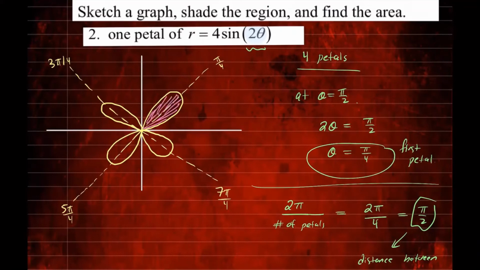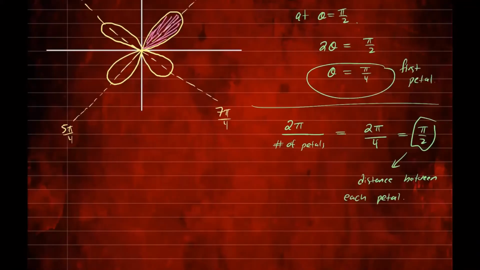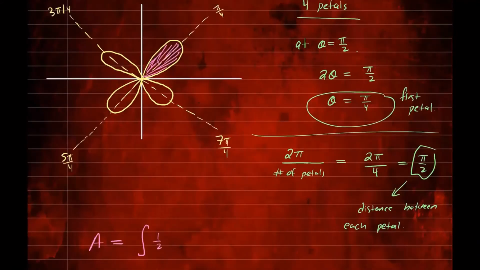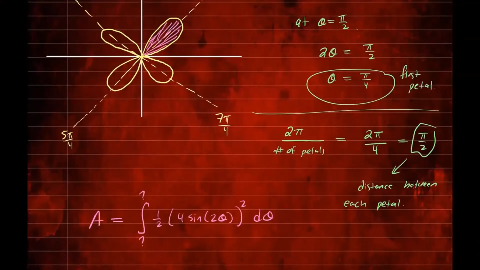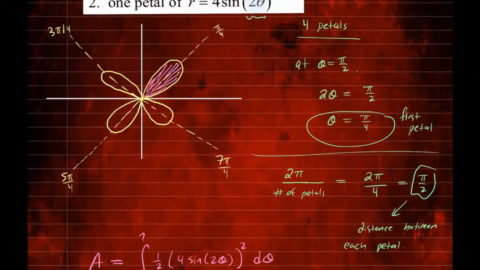Because it's easy to work with. It's in the first quadrant. So this area is going to be equal to the integral of 1/2 r squared. Well, r here is 4 sine 2 theta, squared, d theta. But what about the limits of integration? Well, where does the petal start and where does it end? If you look at the picture, it starts right here at 0, and then it goes around and stops right here, which is at pi over 2.